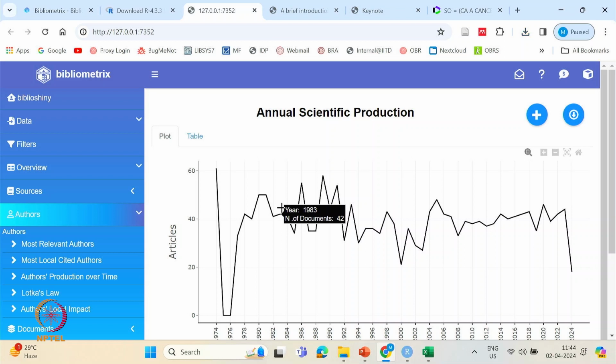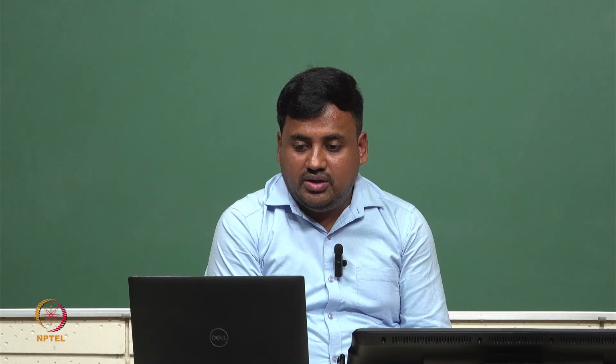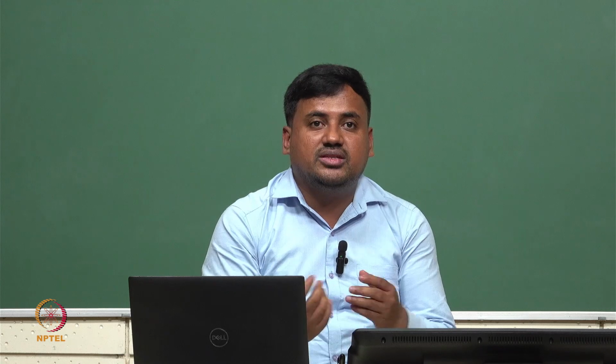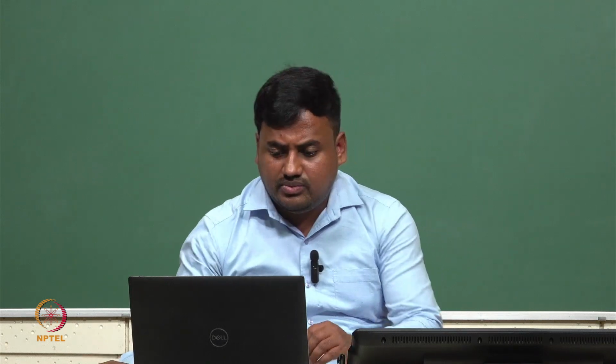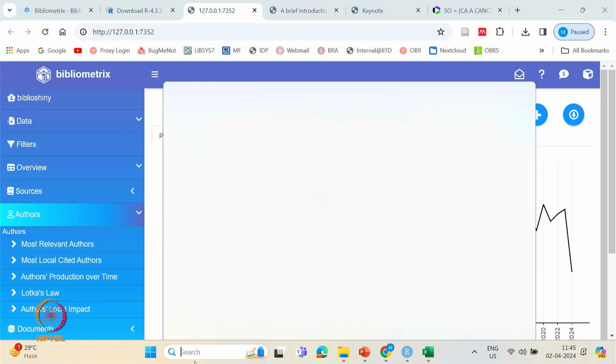Let's analyze the same data using the OSViewer. How can we utilize this data in OSViewer for creating the citation network, co-citation network, bibliographic coupling, and other features given by OSViewer? Let's start.